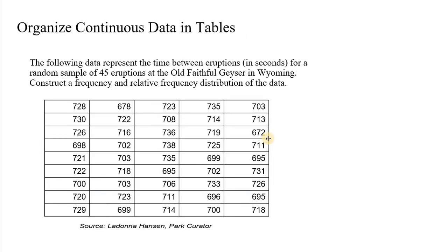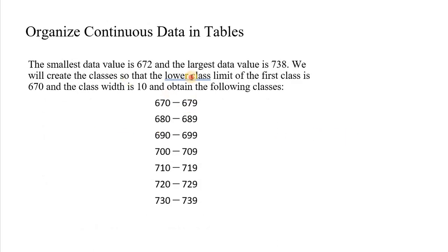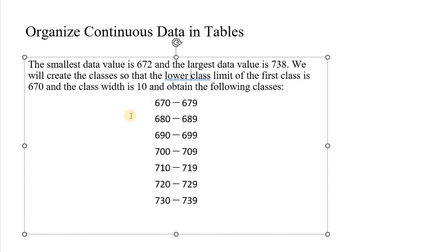Let's look at this example. The following data represents the time between eruptions in seconds for a random sample of 45 eruptions at the Old Faithful Geyser in Wyoming. We want to construct a frequency and a relative frequency distribution table for the data. So I'm going to go with this one very randomly, but there is a process that we're going to follow, and I will include probably one example in your homework, but you don't need to answer that question if you find it very difficult. The smallest data value in the previous data was 672 seconds, and the largest data value is 738 seconds.